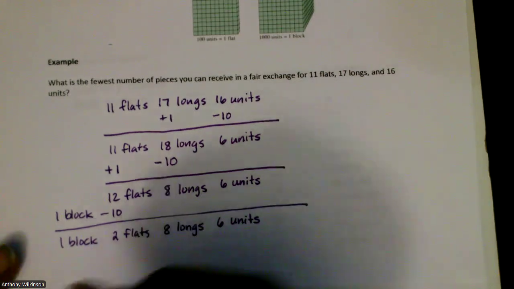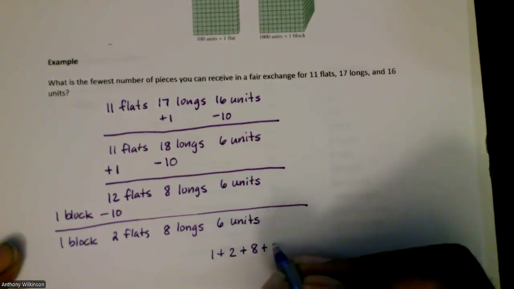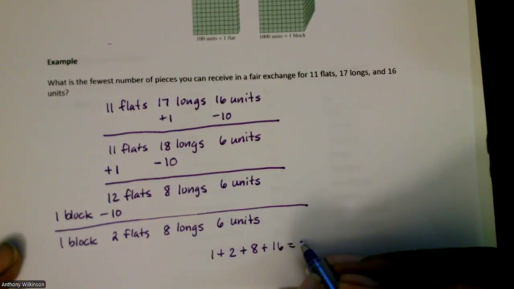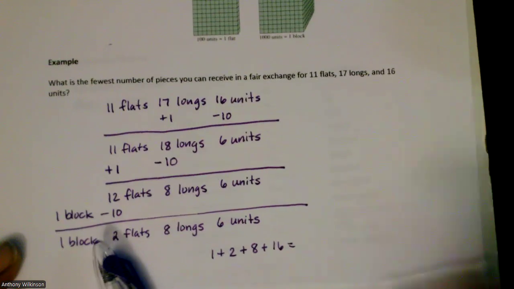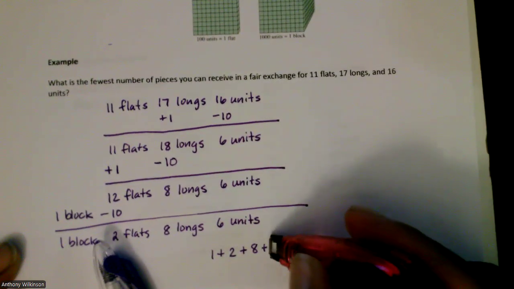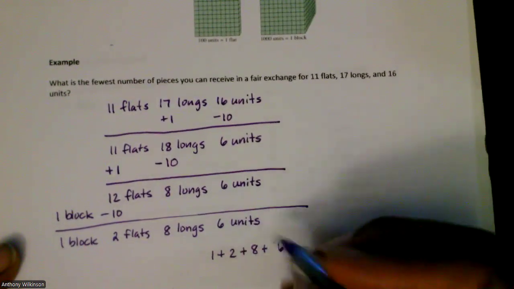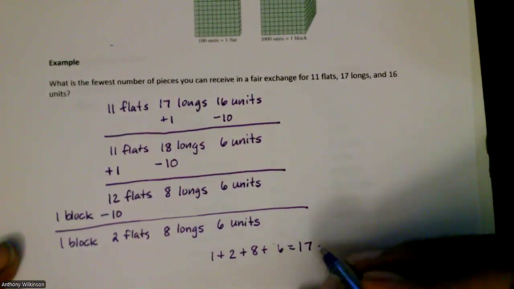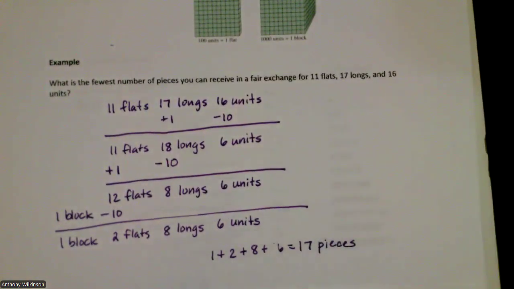So the fewest number of pieces, I'll just add the 1 block to the 2 flats, to the 8 longs and 6 units. All right, so 6 plus 8, that's 14, 16, 17. So the fewest number of pieces that I can receive in a fair exchange for 11 flats, 17 longs, and 16 units will be 17 pieces.